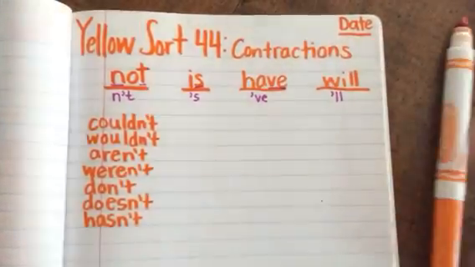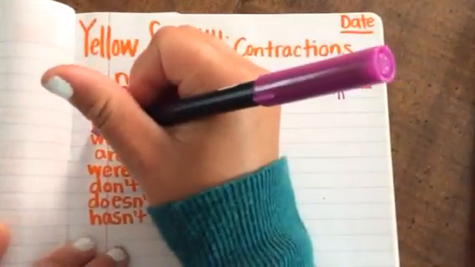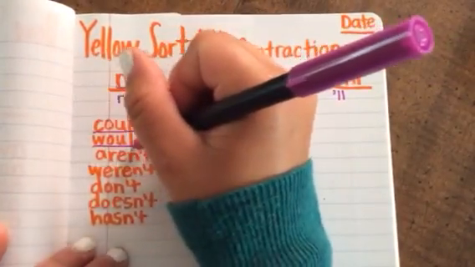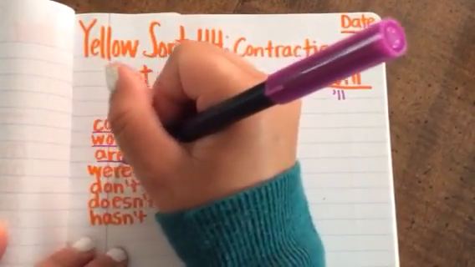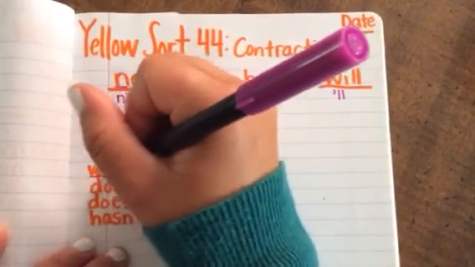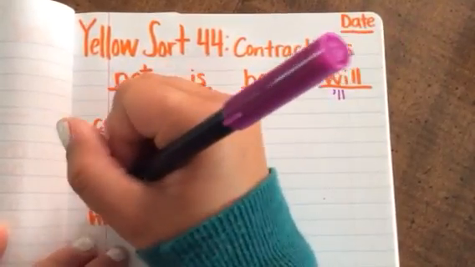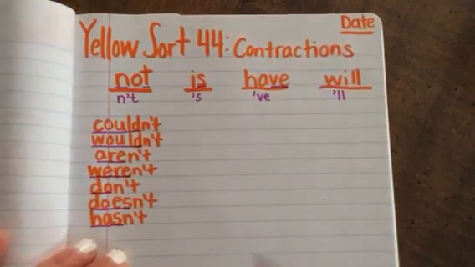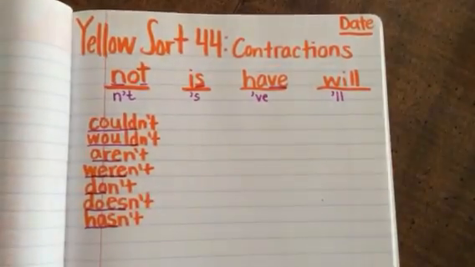So you'll notice in these words, the base words aren't changed here. Couldn't, wouldn't, aren't, were, do, does, and has. Those aren't changed in the spelling at all. It's the end of these that are changed.